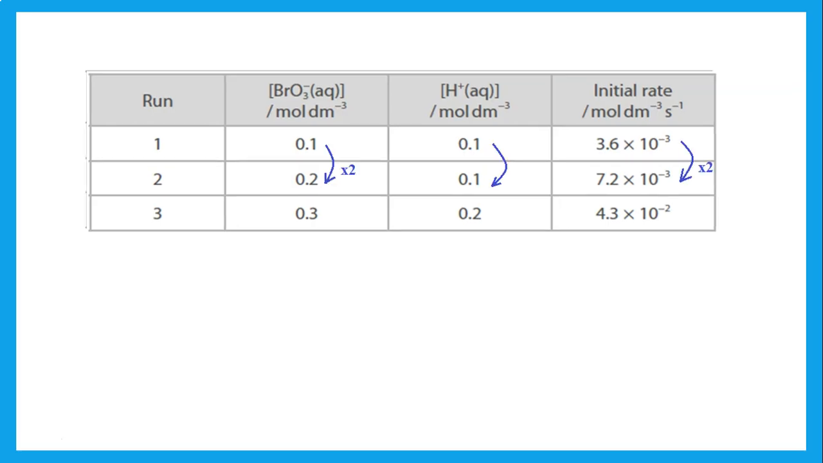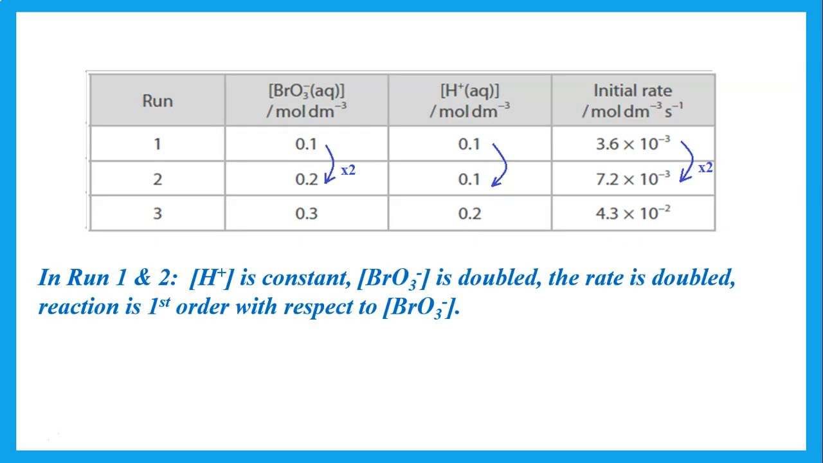If we choose run 1 and 2, the H+ is constant. Now we look at the bromate. We're doubling the bromate. What happened to the rate? The rate doubled. When we double the bromate and the rate is doubled, that means the reaction is first order with respect to the bromate. Remember, we're trying to choose two runs in which one of the concentrations is not changing while the other one is doubling or tripling, and we see the effect on the rate. So it is first order with respect to bromate, because as I doubled the concentration of bromate, the rate doubled.